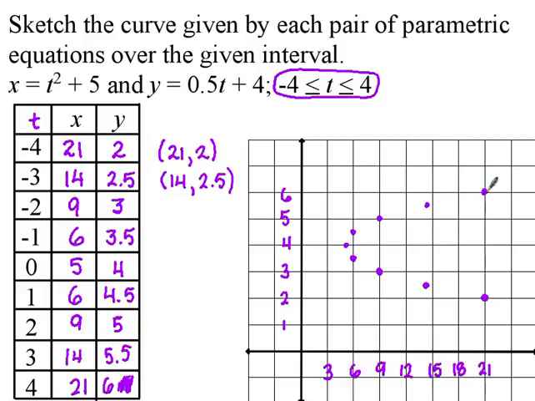And it actually is a parabola. Okay, it's a parabola that opens, right? So once you've done that, all you need to do is go ahead and connect your dots. And that is what is symbolized by the parametric equations that are given. That's it. That's how you graph a parametric equation.